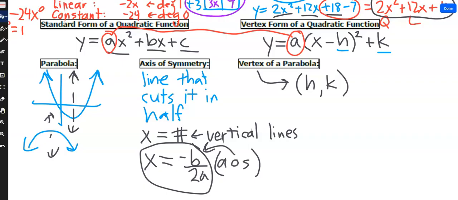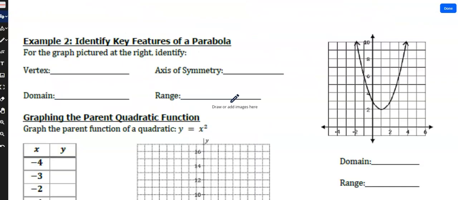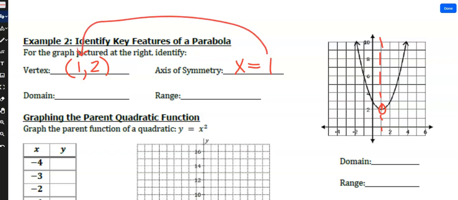Let's go to the next slide. For the graph pictured at the right, identify the vertex. Okay, well, it looks like it's right about there. That would be 1, 2. Axis of symmetry, line right down the middle. That would be x equals positive 1. Oh my goodness, look at that. It matches the x value of the vertex.